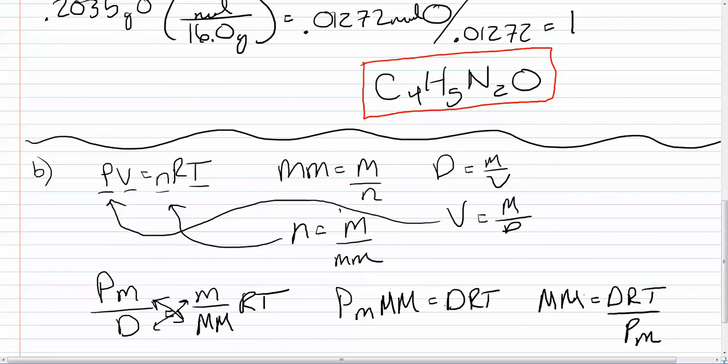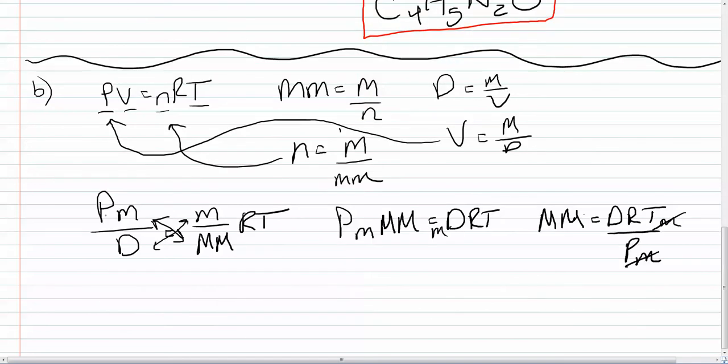Oh no, I forgot to plug in. What got left behind here? Oh, I left mass behind. So when I divided by mass, it ended up canceling itself out, because there's another m here. The m goes away, and we're left with molar mass equals density times RT over P.